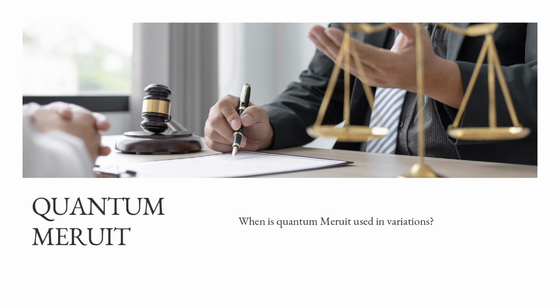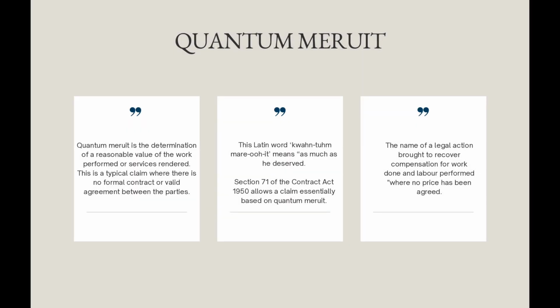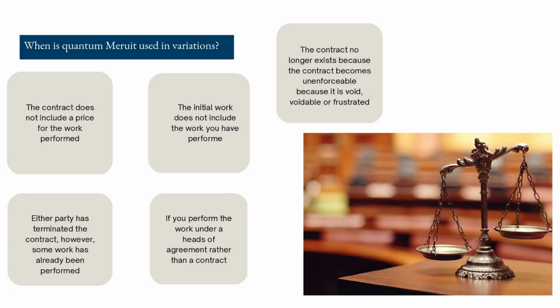Then, what is a quantum meruit and when is a quantum meruit used in a variation? A quantum meruit is the determination of a reasonable value of the work performed or service rendered. This is a typical claim where there is no formal contract or valid agreement between the parties. This Latin phrase, quantum meruit, means as much as he deserves. Section 71 of the Contract Act 1950 allows a claim essentially based on quantum meruit. It is the name of a legal action brought to recover compensation for work done and labor performed where no price has been agreed.